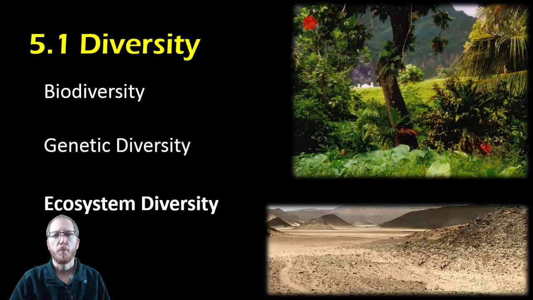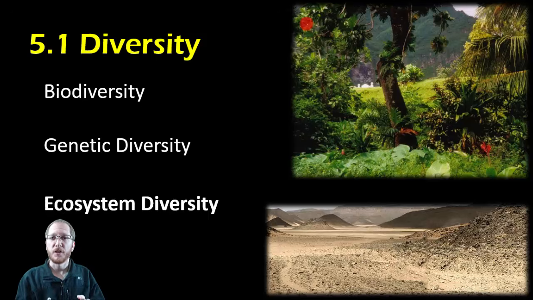Welcome to section 5.1, where we're going to focus on this idea of diversity. So we're going to discuss what it is, what it means, as well as why we should care about it. There are three basic ways we can approach this idea of diversity. The first will be biodiversity, which is primarily the number of species. Then genetic diversity, which is essentially the diversity of genes within a species. And lastly, which I'm going to cover entirely here, is ecosystem diversity.